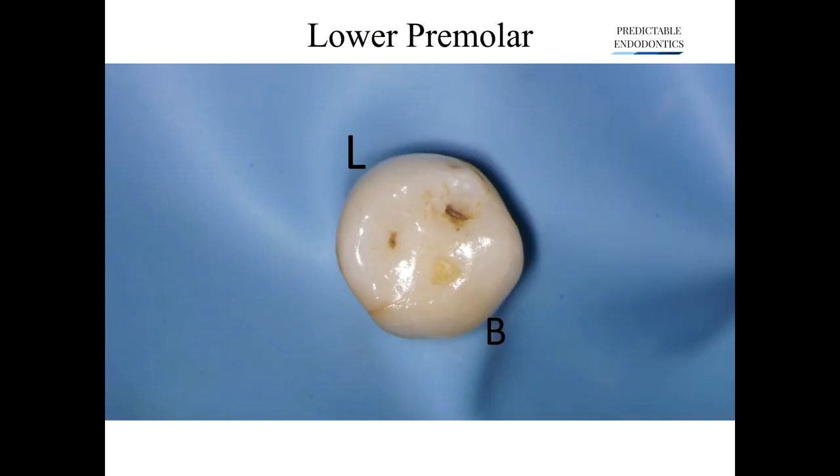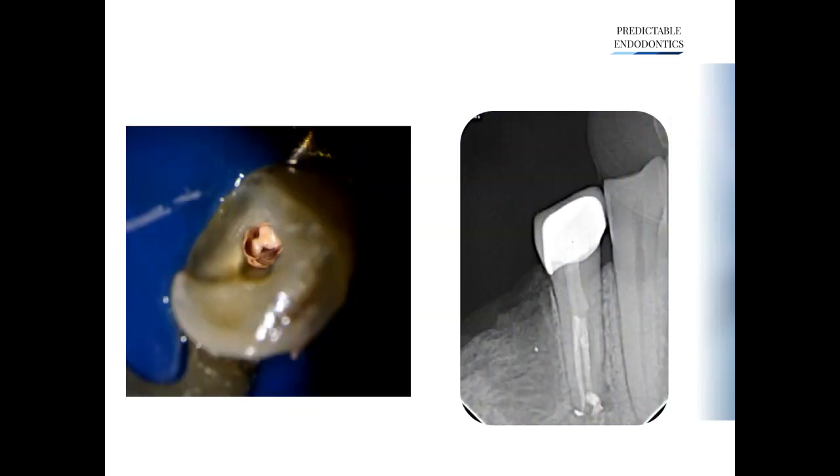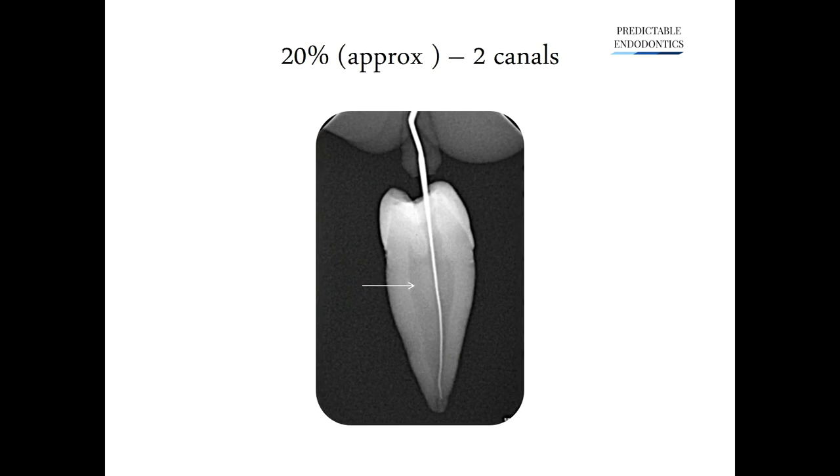Now let's discuss the mandibular premolars. Everything we had discussed for the maxillary premolar applies to the mandibular premolar as well. You will have to prepare a single oval canal extending buccolingually. The reason for this is that about 20% of your mandibular premolars will have a two-canal anatomy. And if we prepare a single circular canal right in the center, the chances of missing the second canal are very high.